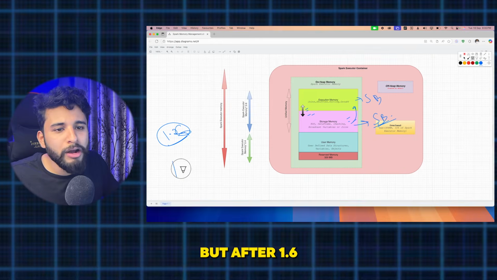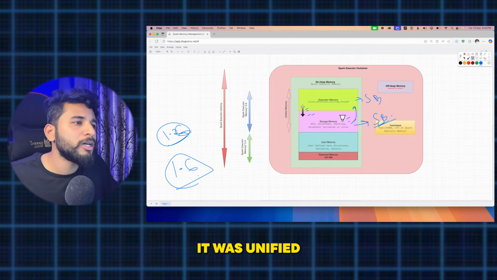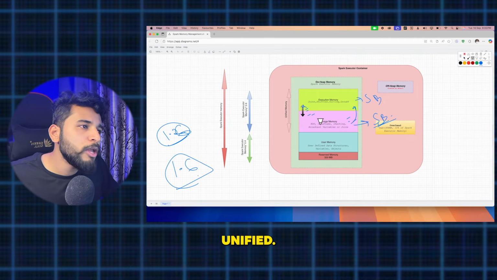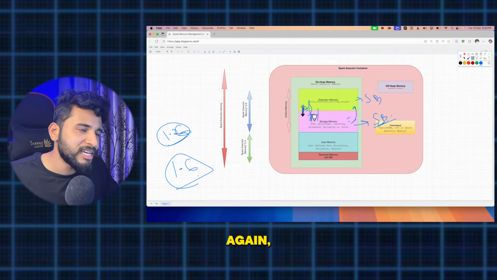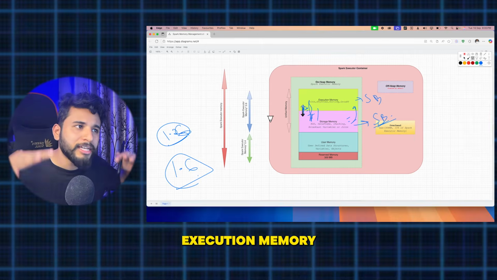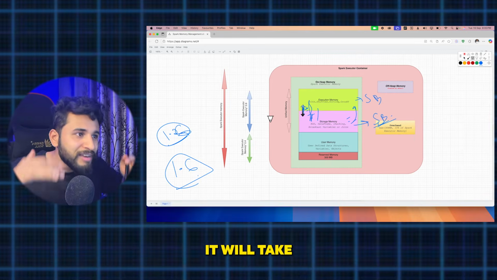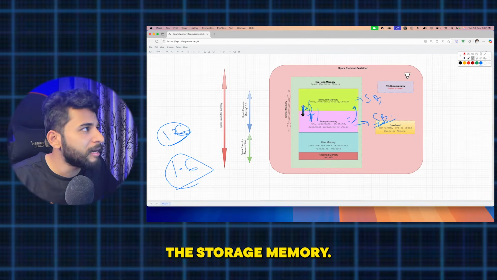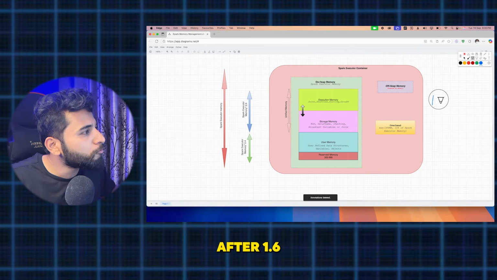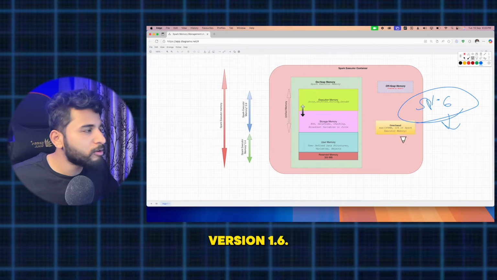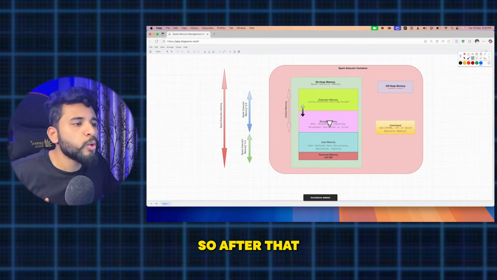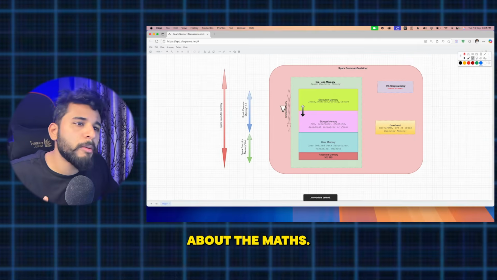But after Spark version 1.6, it was unified, meaning it can be unified. There is a slider, it can increase or decrease. It can increase if the execution memory requires more, it will take that memory from the storage memory. So that was defined after Spark version 1.6. Try to remember this, Spark version 1.6. After that, let's talk about the maths now.